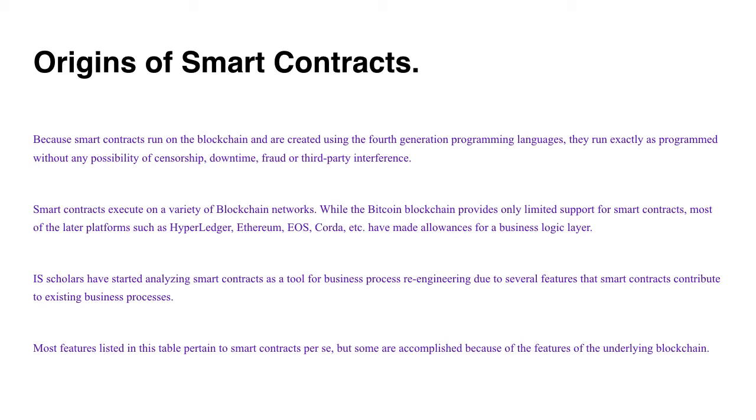Okay, information system scholars have started analyzing smart contracts as a tool for business process reengineering due to several features that smart contracts contribute to existing business processes. Most features listed in this table pertain to smart contracts per se, but some are accomplished because of the features of the underlying blockchain. So let's look at this small table on the next page.